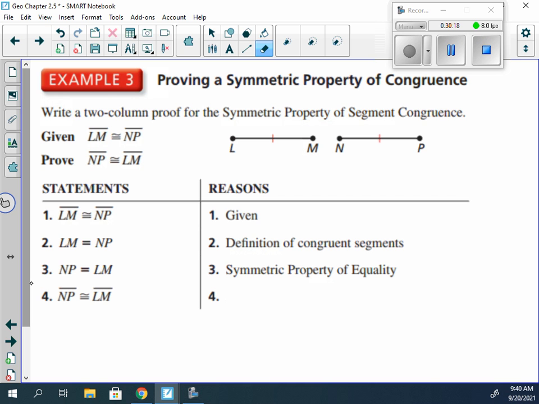Anybody know what our reason for number 4 is going to be? When we say that line segment NP is congruent to line segment LM? Why could I go from reason 1 to 2? So how can I go from 3 to 4? Because if 2 segments are congruent, it means their measures are equal. If 2 line segments' measures are equal, it means that they are congruent.